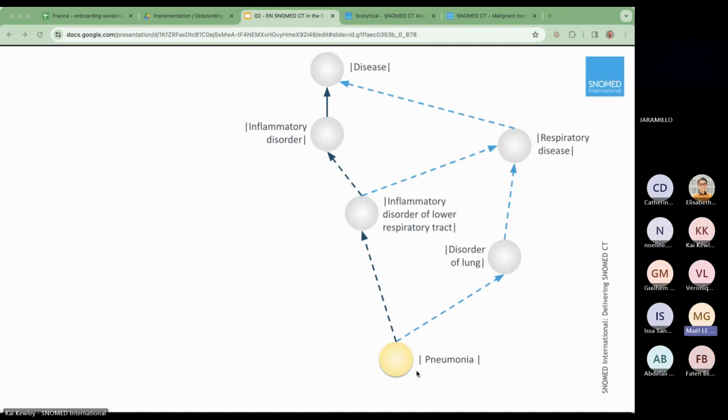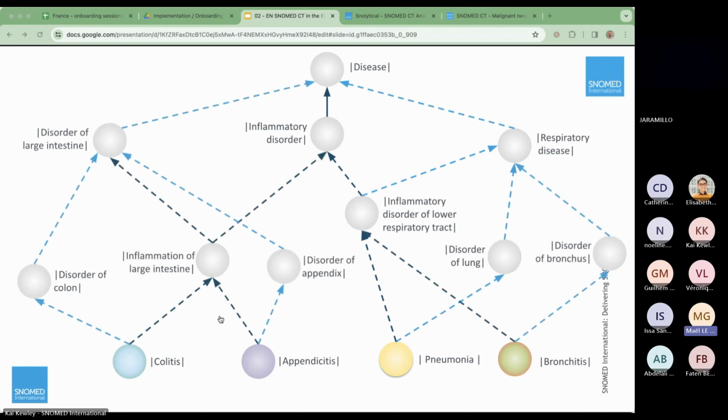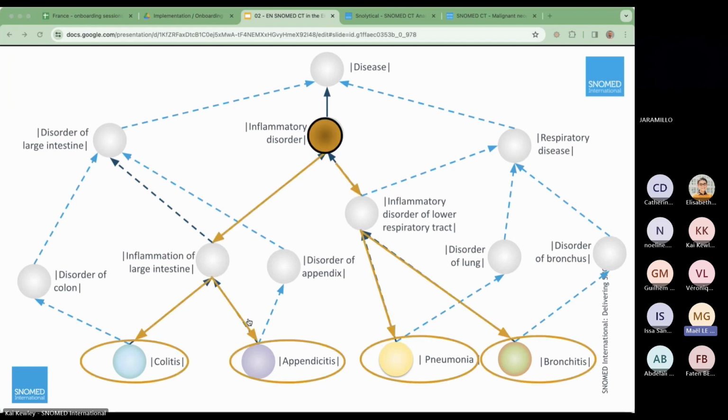We're looking at the example of pneumonia, which is a disorder of the lung. It is an inflammatory disorder. We've got four more disease concepts here. And this is a simplified version of an extract from SNOMED. There's actually many more levels. But if we have clinical records that use these concepts and these disorders, we can make selections in many ways.